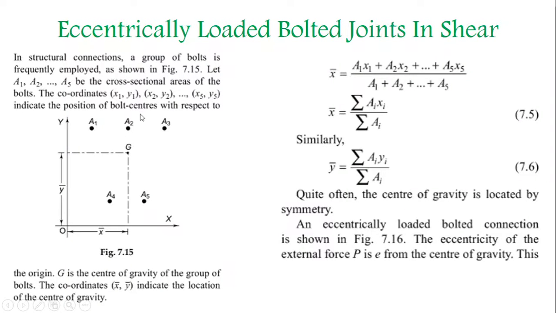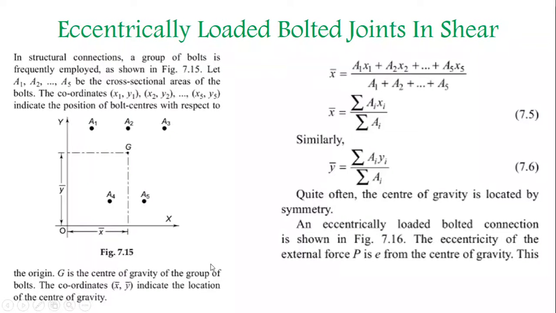The coordinates are x1, y1, x2, y2. This is the coordinate x, and this is the coordinate y. This is the distance of the corresponding bolts: x1 and y1, x2 and y2. These are the positions of the bolts with respect to the origin.